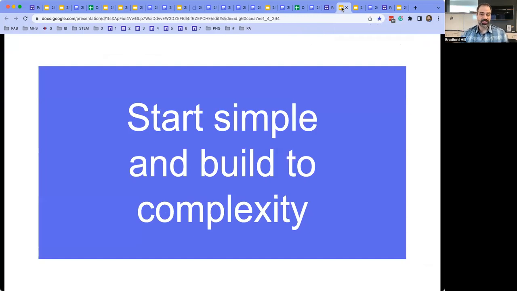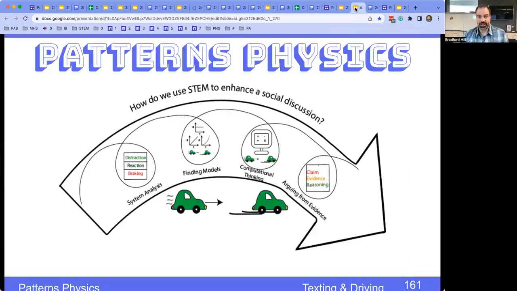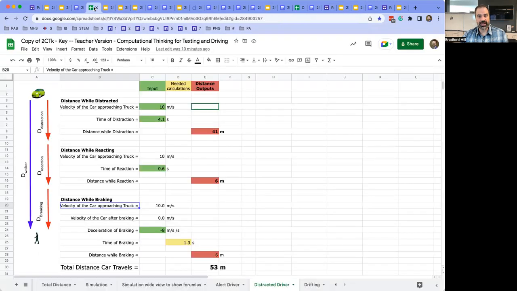And now that they've made their simple one, they might have said tired or icy roads and all of these things. That's good stuff, but we started simple, so we could come back to it and iterate the app. I was going to just show that. I was going to jump all the way back here. Hey, if you drifted into oncoming traffic, you would need to change the velocity to the velocity of the car approaching the truck.